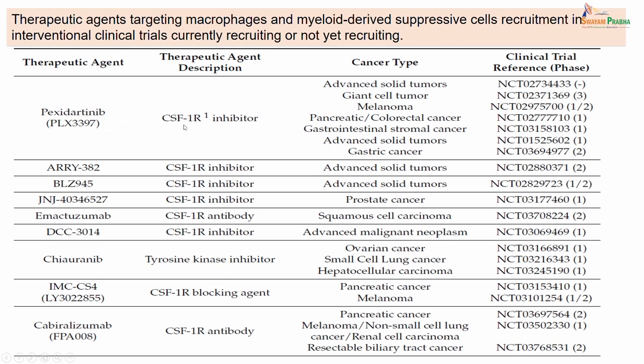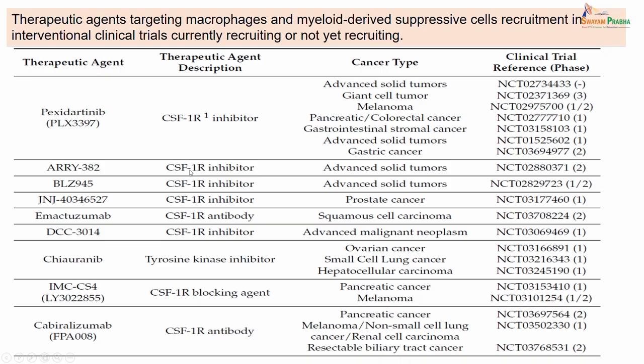Now we'll see this particular molecule, PLX3397. This is basically a CSF1 receptor inhibitor. This agent has been found to be useful in advanced solid tumors, giant cell tumors, melanoma, pancreatic and colorectal cancer, gastrointestinal stromal tumor, advanced solid cancers, gastric cancers. A lot of trials are going on in several phases of the clinical trial, which are exploring this particular therapeutic agent.